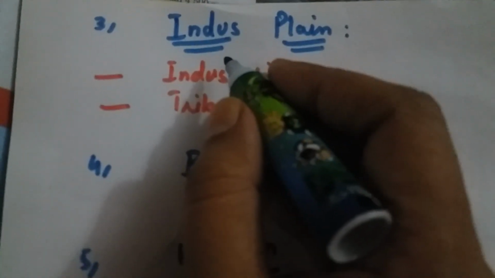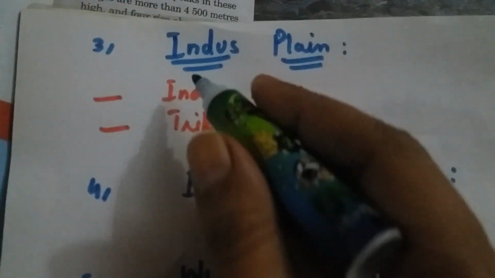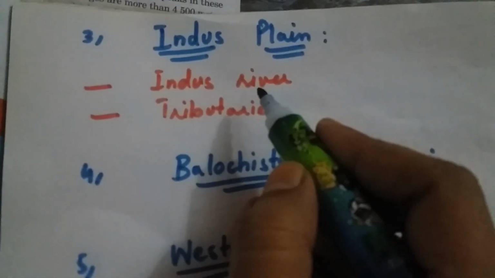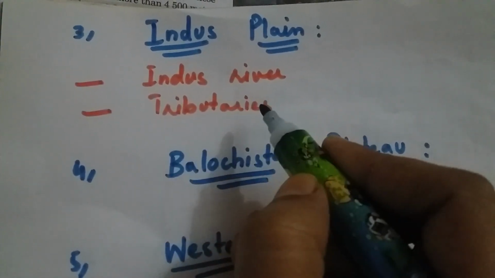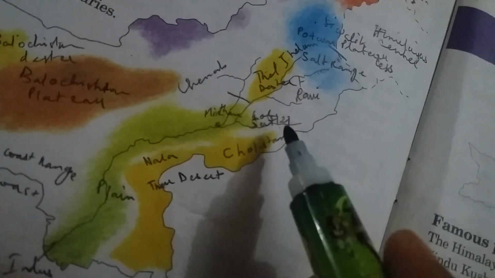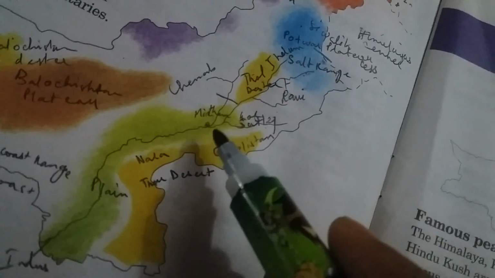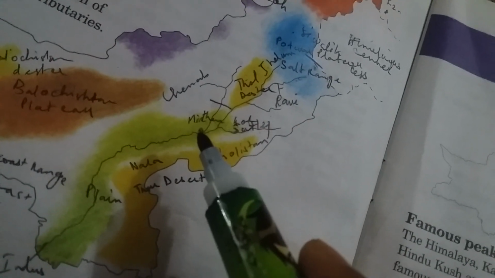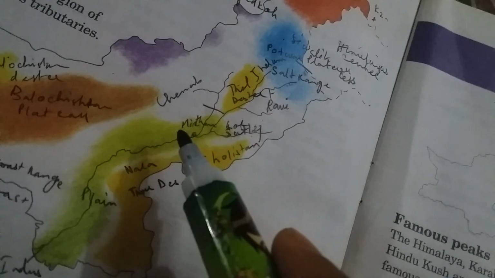Third category of physical regions of Pakistan is Indus Plain. Indus Plain includes Indus River and also tributaries of Indus River. If we look at the map of Pakistan, then here are River Chenab, Satluj, Ravi, Jhelum. These are the tributaries of Indus River, which connect near Mithankot.